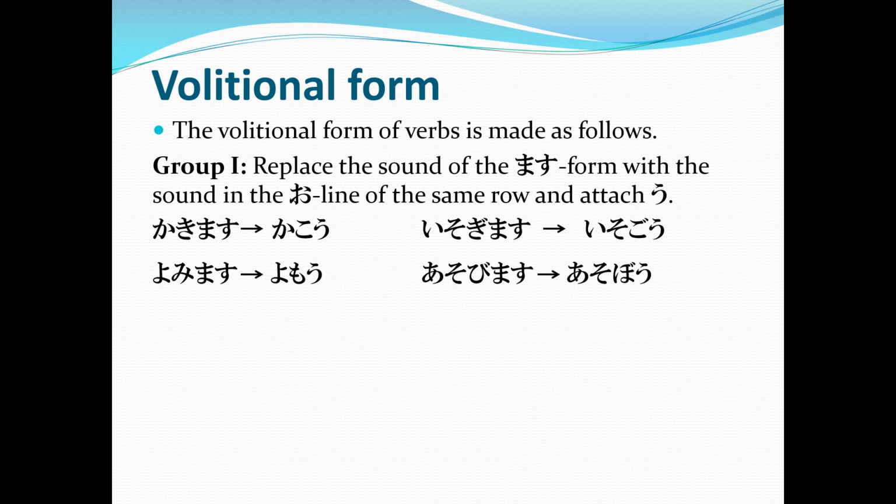Now next example, isogimasu, to hurry. Remove the masu, change the gi to go because that is the sound of the O line of gi. Then add u. So isogimasu will become isogo. Then last example for group 1, asobimasu. Remove the masu, change bi to bo, which is the sound in the O line of bi, and then attach u. So asobimasu will become asobo.